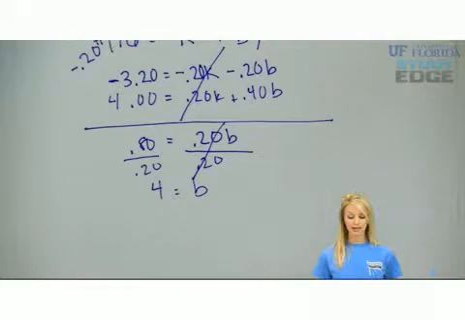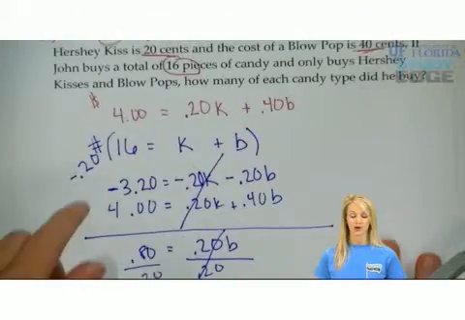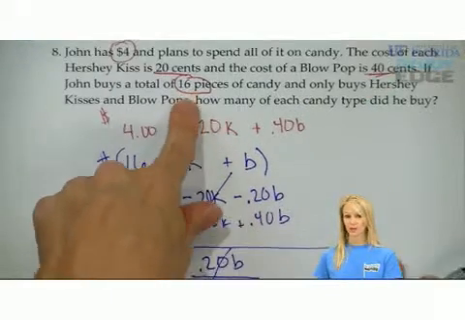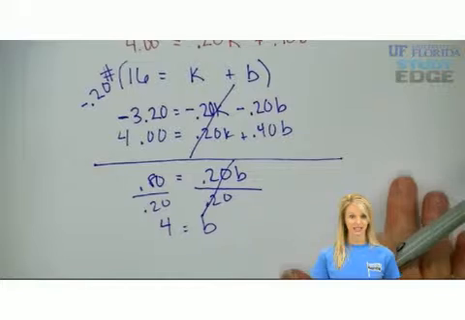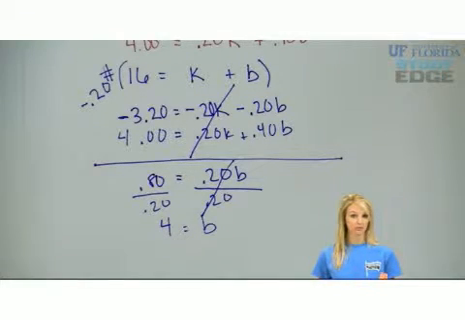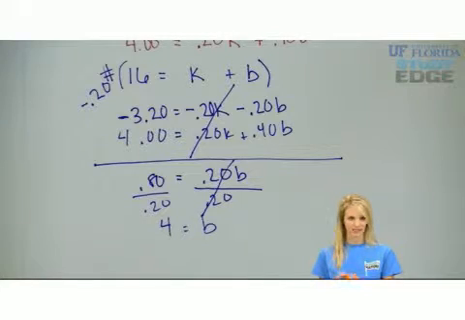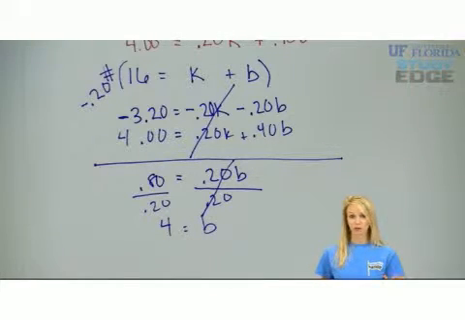Well, if we know that he bought 16 pieces of candy total, remember, John bought 16 pieces of candy total. We were told that in the problem. Well, if 4 of those 16 pieces were blow pops, how many are left to be Hershey Kisses? We know he only bought Hershey Kisses and blow pops. Well, if 4 of them were blow pops, and the total number that he bought of everything was 16, then you have 12 left. 12 of them were Hershey Kisses.